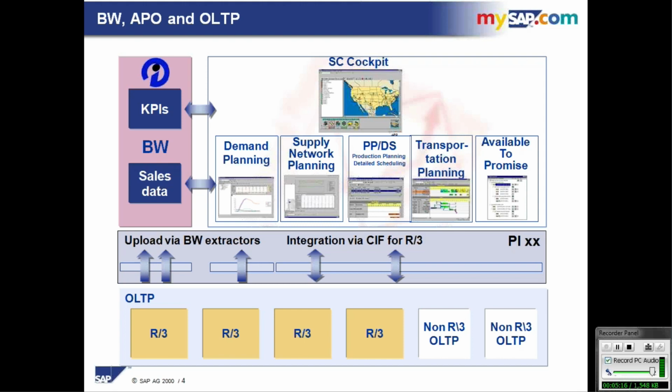And if the business wants sales data, we get the sales data from the R3 system to the APO inbuilt BW server, and from BW we will extract it into the planning area.